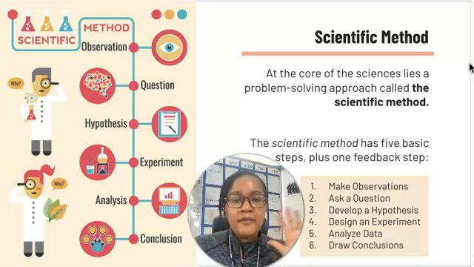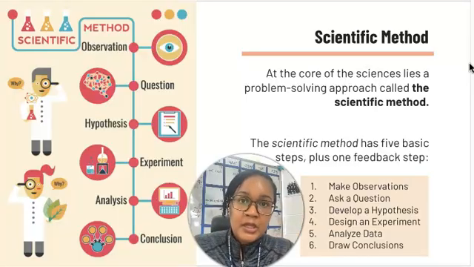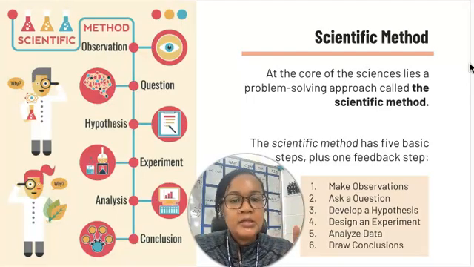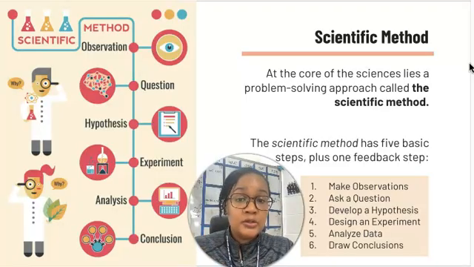And there are 5 basic steps. Make observations, ask a question, develop a hypothesis, design an experiment, analyze your data, and then draw conclusions.